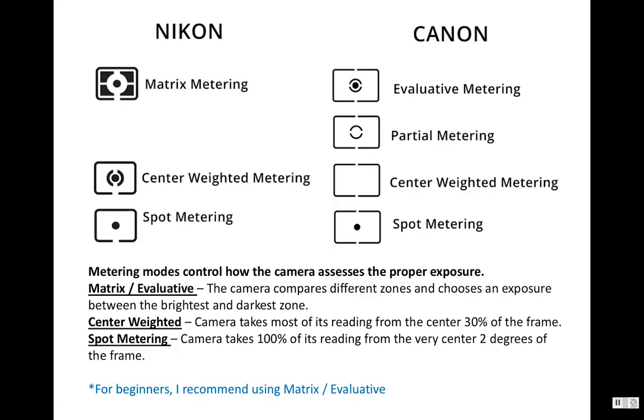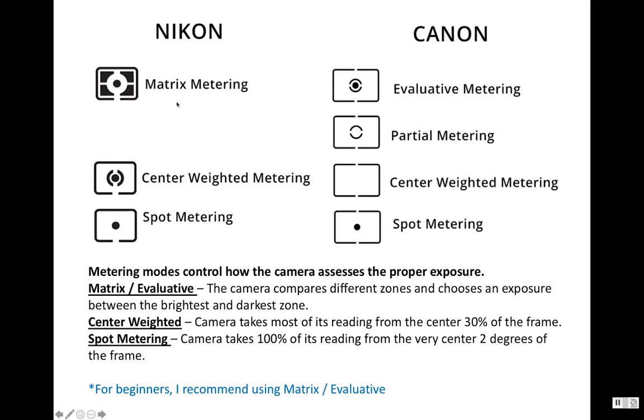Next, let's talk about metering mode. How does the camera determine what is the correct exposure? Well, the camera looks at the scene and looks at the frame, and depending on how you set this, it might value one part of the scene over another.